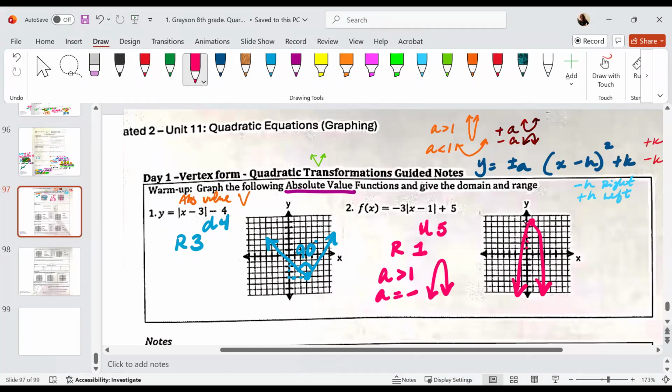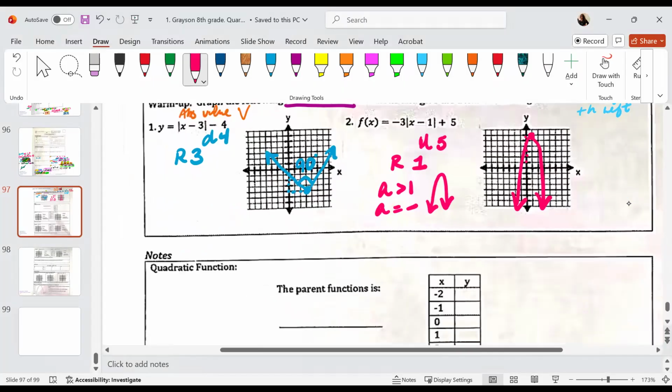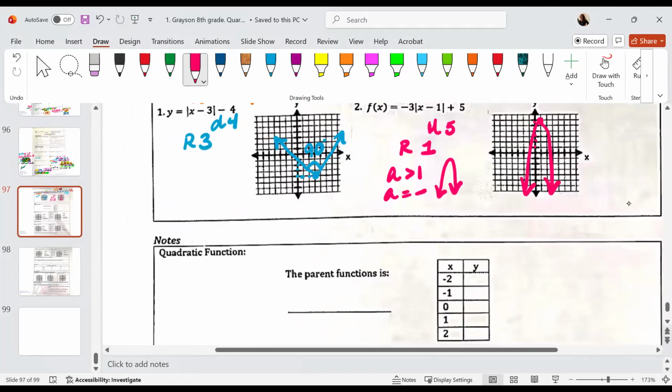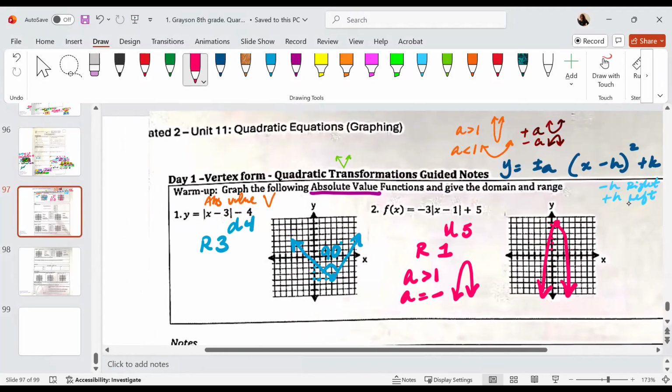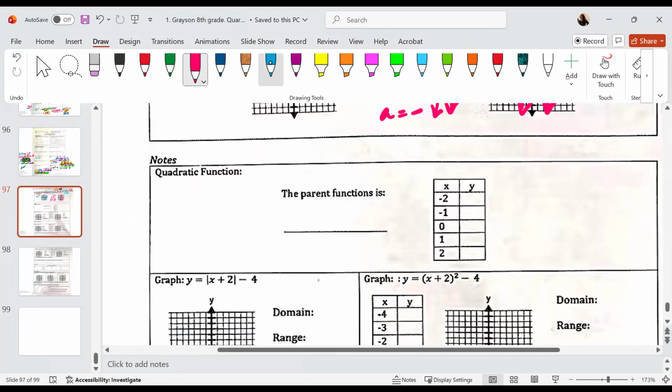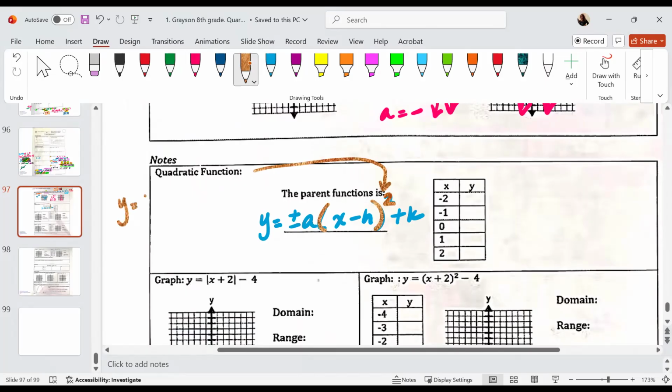Okay, all right, so quadratic function. Everything up to here, this is absolute value function, right? Quadratic function is a shape like a U. The parent function is y equals plus or minus a, x minus h, make sure there's a square, plus k. Now, notice the part that I'm highlighting. This part right here is what makes it a quadratic function. Just like when you have y equals plus or minus absolute value, this is an absolute value function. Does that make sense?